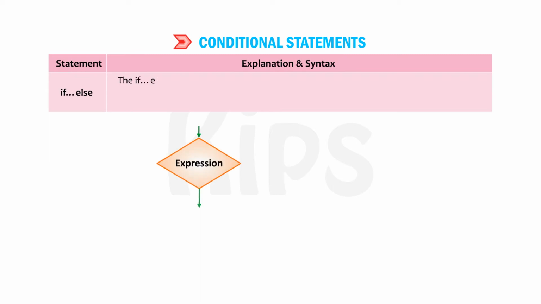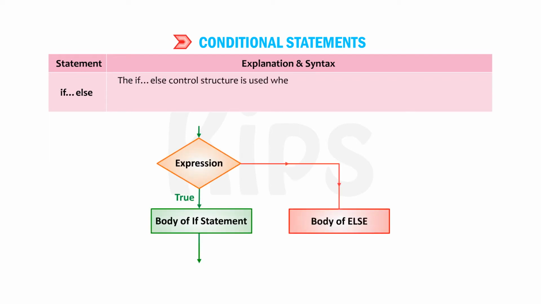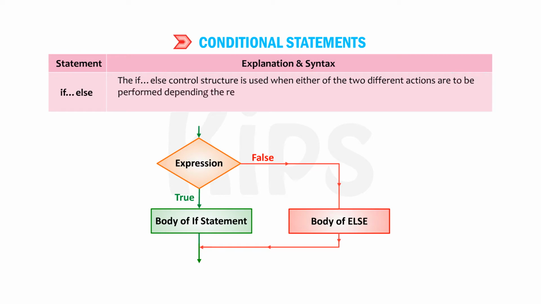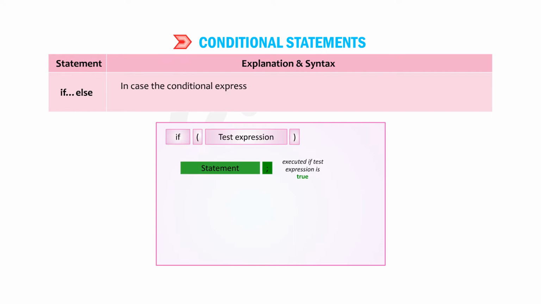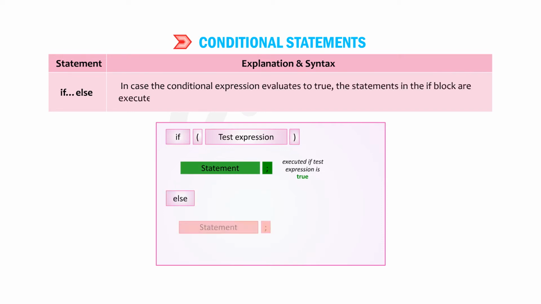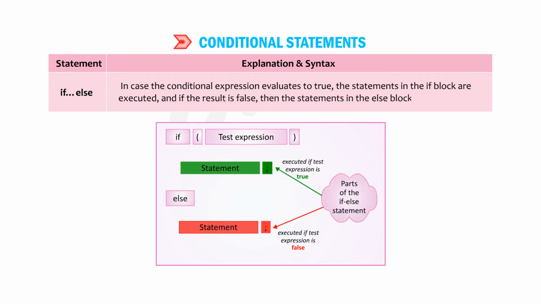If-else. The if-else control structure is used when either of two different actions is to be performed, depending on the result of the conditional expression. It works with two blocks, if and else. In case the conditional expression evaluates to true, the statements in the if block are executed, and if the result is false, then the statements in the else block are executed.